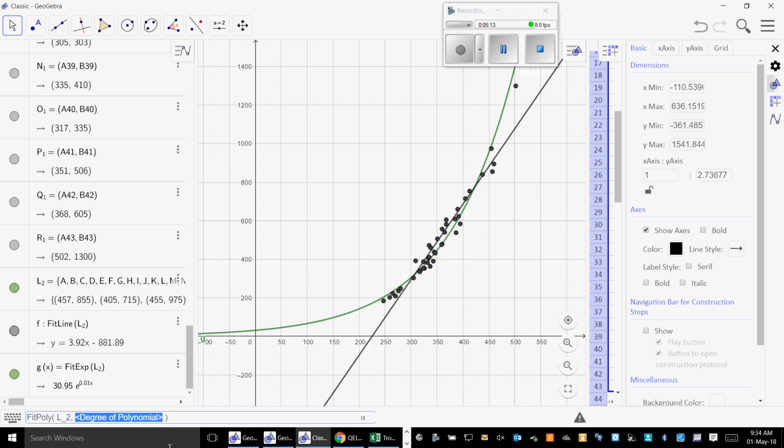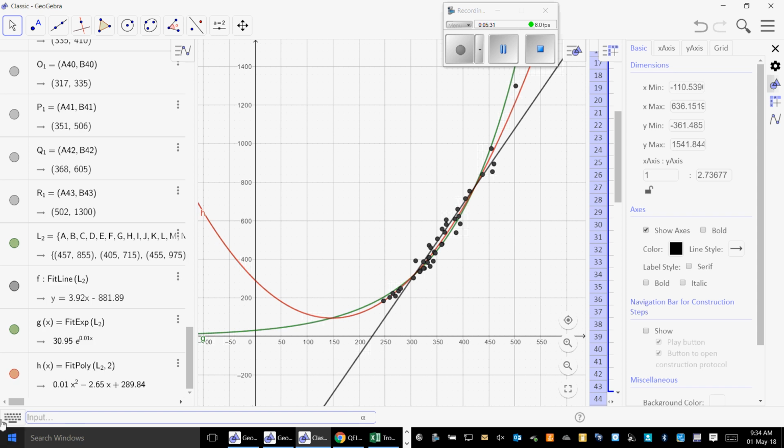Do you remember? It's the same as when we put in our calcs, when it says order there. It's just the power of x that we're looking at. So for a quadratic, what power of x are we looking at? Squared. 2. So we write 2 here. And there we've got a red one that looks like a quadratic graph. Blimey, we're going to need another lesson on this anyway.